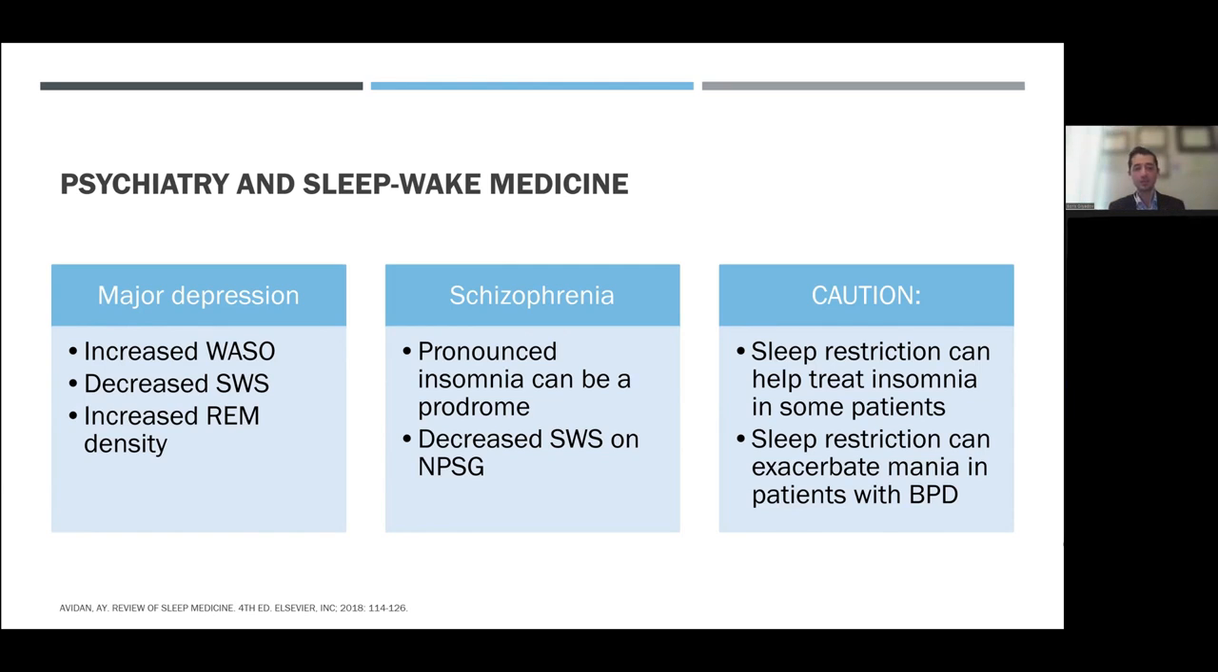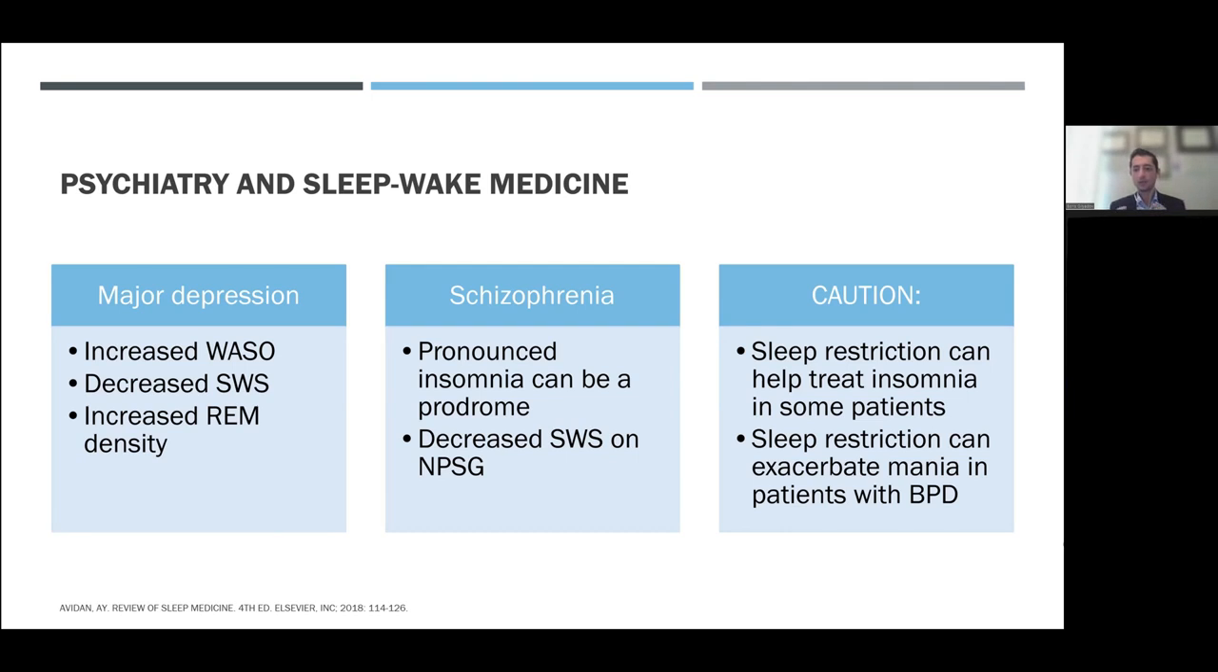Some things that we see with insomnia is that patients with insomnia symptoms include patients who have major depression. They could wake up a lot earlier than they would like to, and they have what's known as increased wake after sleep onset. And then they might have decreased slow wave sleep. That's the form of sleep that's the non-REM stage 3, which is a very restful, stable form of sleep. That's very important. And they also might have a little bit more REM density. As opposed to patients with schizophrenia, they can also have decreased slow wave sleep on the NPSG.